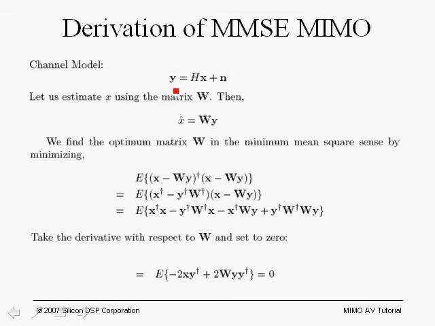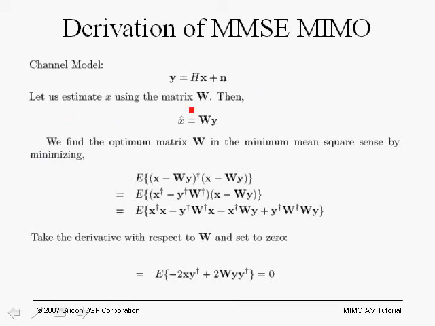So for a 2x3 system, Y will be a 3x1 vector, N will be a 3x1 vector, X is a 2x1 vector, and the H matrix is a 3x2 matrix. Again, these equations are valid on a per carrier basis, especially since in MIMO we're talking about flat fading, and OFDM will provide flat fading on a subcarrier basis over a frequency selective fading channel.